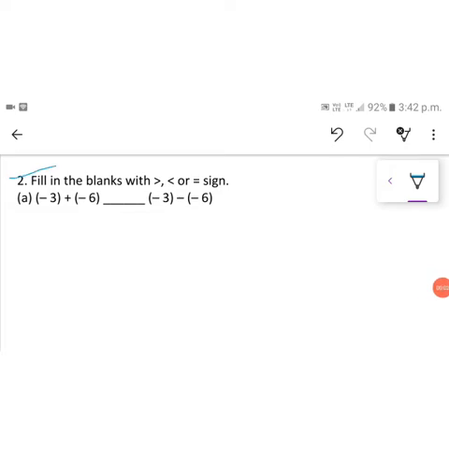Question number 2. Fill in the blanks with greater, lesser or equal to sign. A part. First solve the left hand side. Here both the numbers have same sign. So add these two numbers and give the same sign. 6 plus 3, 9. Minus 9.